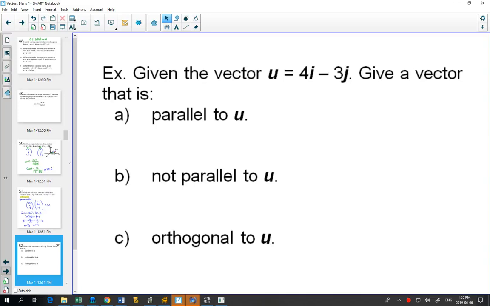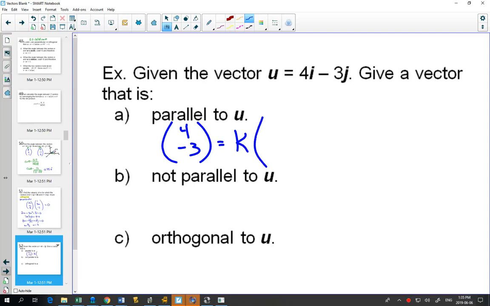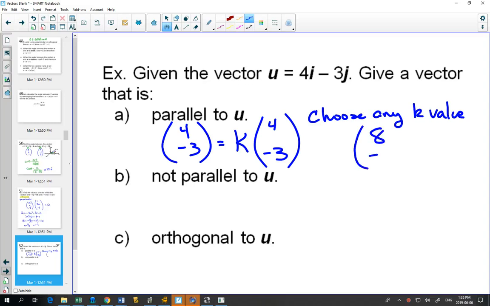Given the vector u, 4i minus 3j, give a vector that is parallel to u. Anytime we're asking for parallel, the best way to solve it is that it has to be a scalar multiple of 4 and -3. Choose any k value. Pick 2. 8, -6 is parallel to 4, -3.